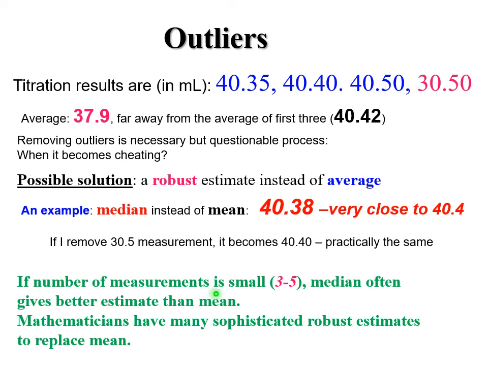In practice, if you have a small number of measurements, 3 to 5, median often gives a better estimate than mean. And for many measurements, we are using small numbers. Actually, we seldom use more than 5. Now, for large numbers, mathematicians have many sophisticated, robust estimates to replace the mean. To use them, you need to read mathematical statistics, or better, ask for help from specialists in statistical mathematics.